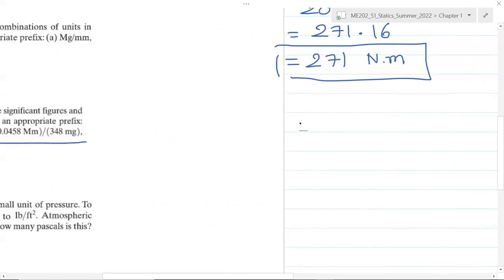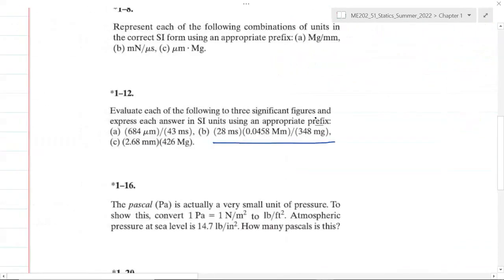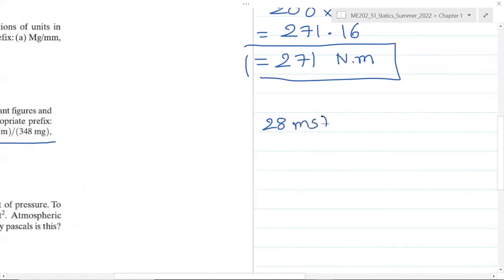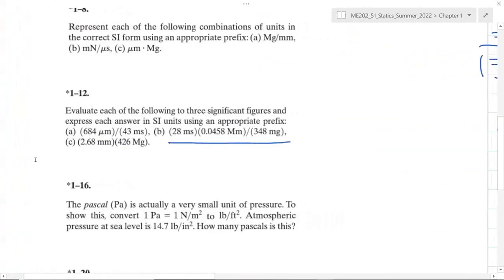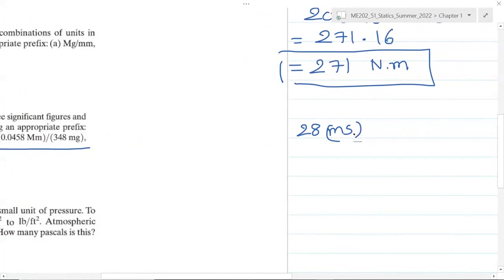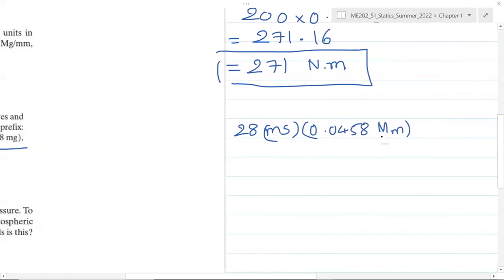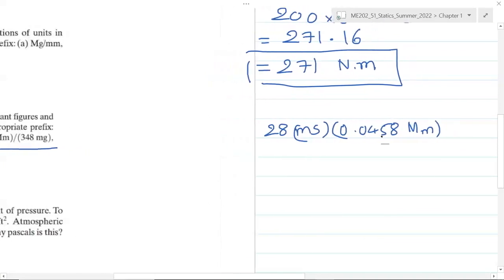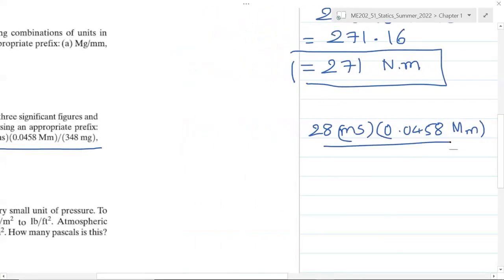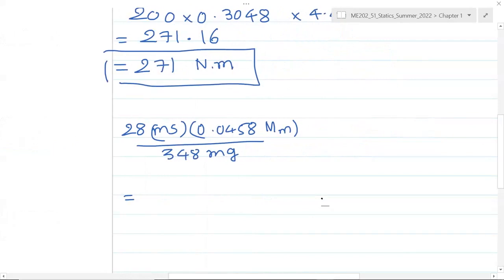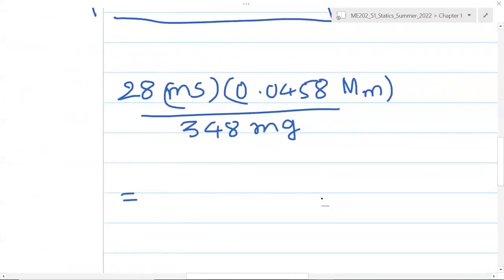So 28 millisecond multiplied by 0.0458 megameters. See, it's capital M, so a capital M is for mega, like megabytes, divided by 348 milligram. So we need to first convert each one of the units into standard units for fundamental physical quantities. So time should be in seconds.